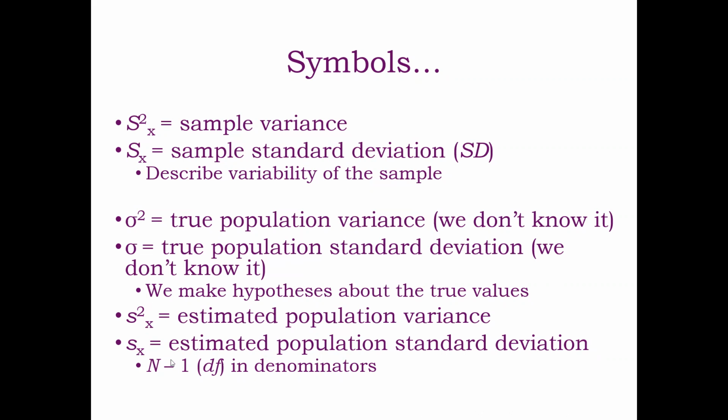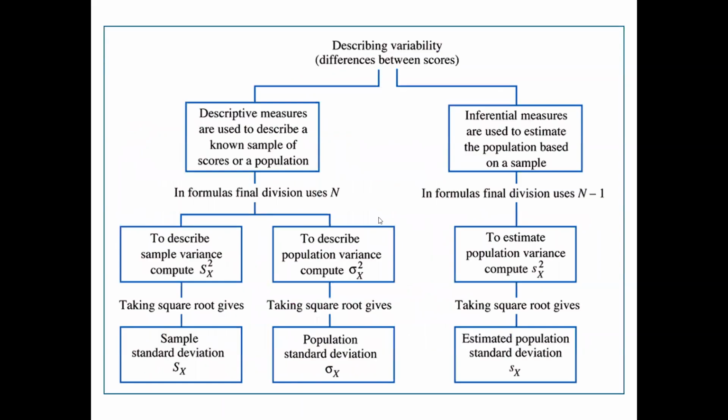Remember n minus 1, which is the degrees of freedom, is in the denominator when we calculate the estimated population values. Okay, and here's a nice little table from your textbook or its sister textbook by Hyman if you want to use it.